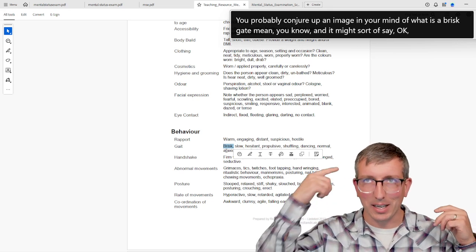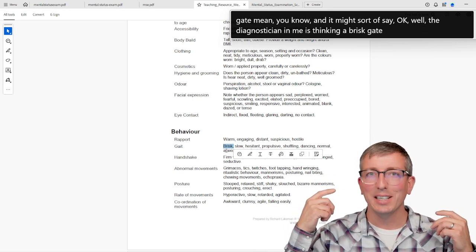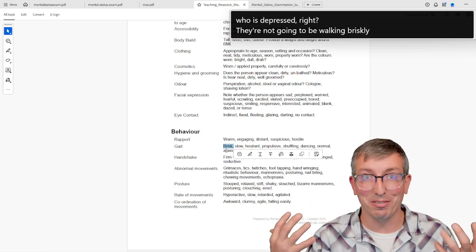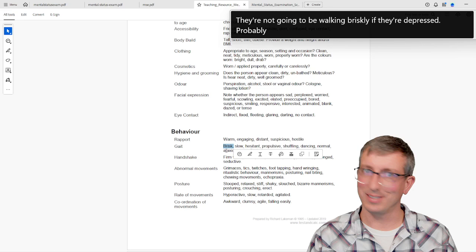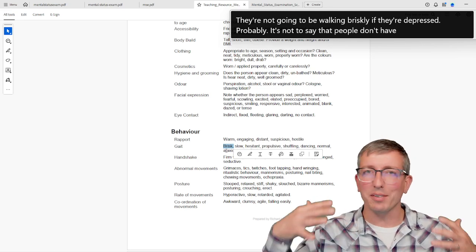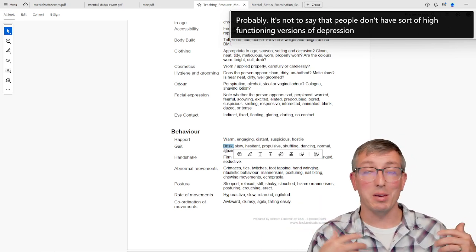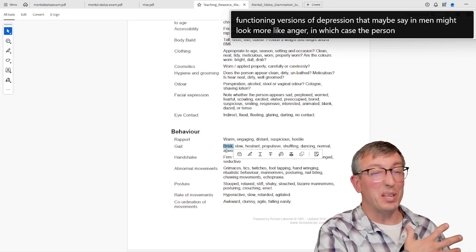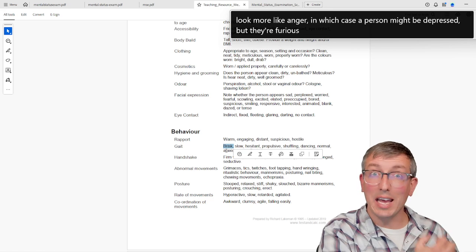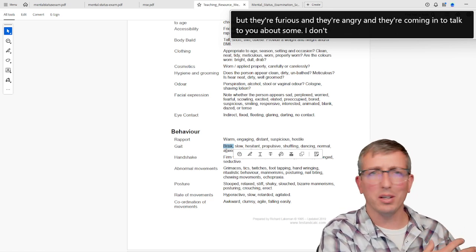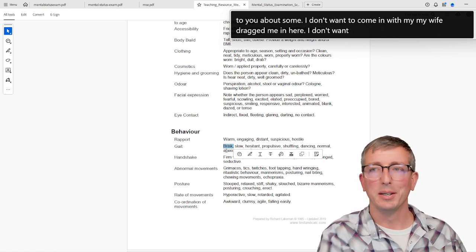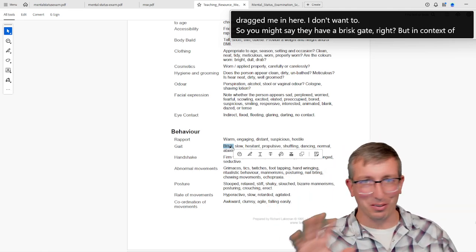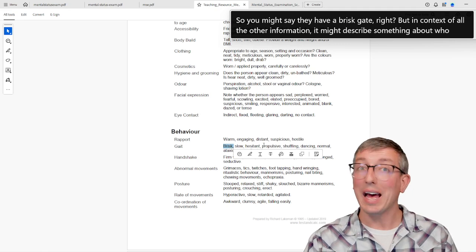And it might say, okay, well, the diagnostician in me is thinking a brisk gait, this is not somebody who's depressed, right? They're not going to be walking briskly if they're depressed, probably. It's not to say that people don't have high functioning versions of depression that, say in men, might look more like anger, in which case a person might be depressed, but they're furious and angry and they're coming in to talk to you about something. I don't want to come in, my wife dragged me in here. So you might say they have a brisk gait, right? But in the context of all the other information, it might describe something about who they are and how they are.